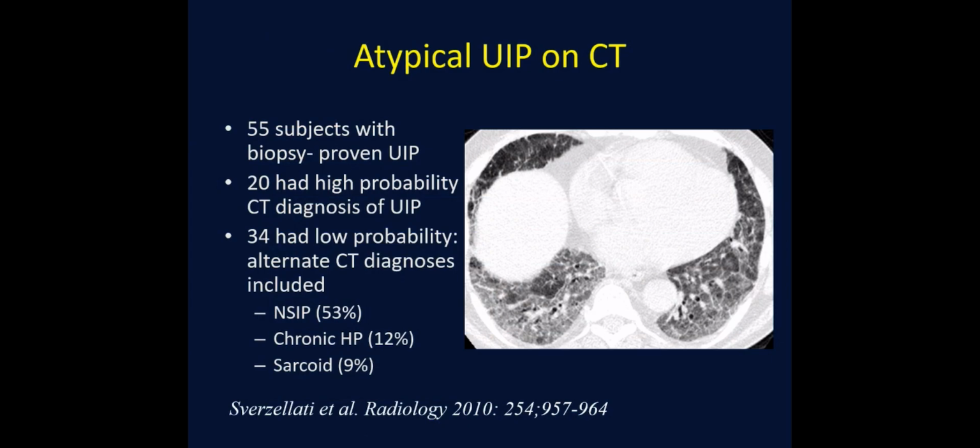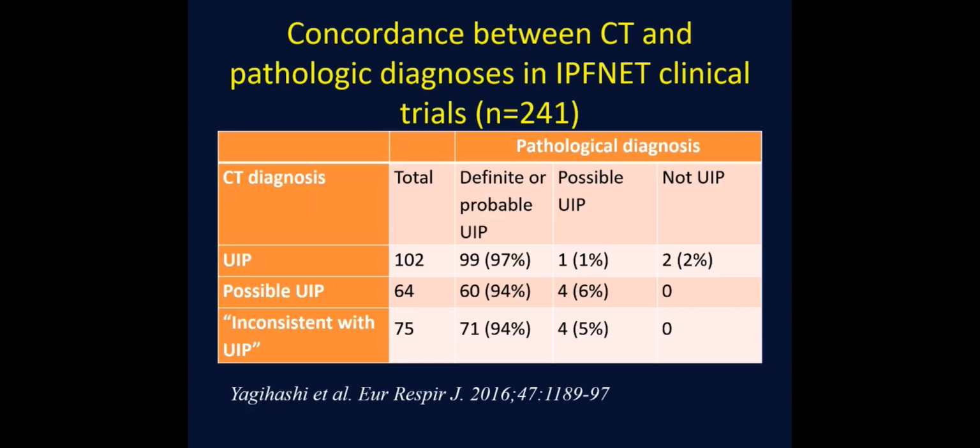Another important thing for you to be aware of is that you may have atypical appearances with UIP. In this study from a few years ago, there were 55 subjects with biopsy-proven UIP, and only 20 had a high probability CT diagnosis of UIP. Now that's not surprising because people with a high probability diagnosis of UIP shouldn't actually be getting biopsies. But what we have to be comfortable with is that some people with atypical appearances that look like NSIP or chronic HP may in fact turn out to have histologic UIP.